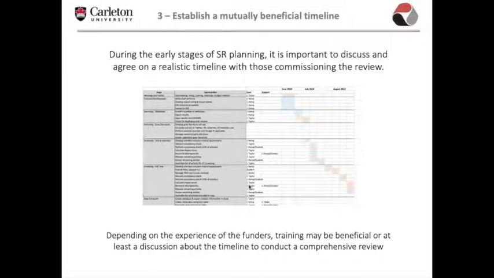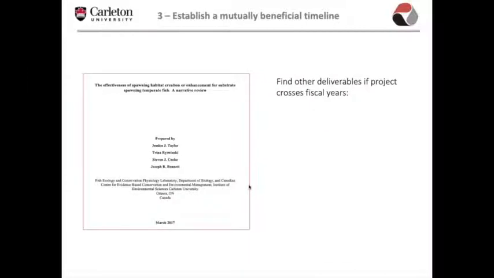Depending on the experience of the funders, training may be beneficial, or at least a discussion about the timeline to conduct a comprehensive review. In these cases, we have introduced other deliverables into the contract to satisfy any accounting needs. Here in Canada, our government fiscal year is April to March. And if a project is going to take multiple years, the stakeholders often require some sort of product in the interim in order to release funding.